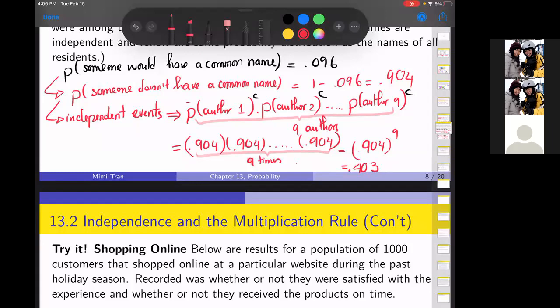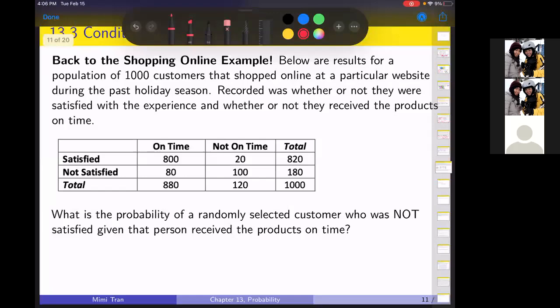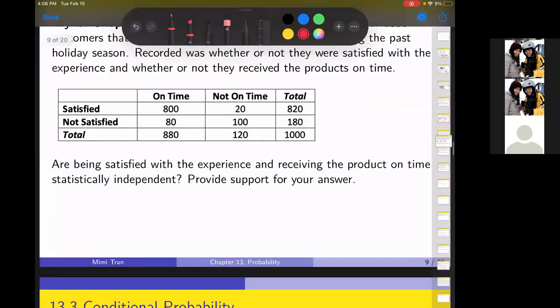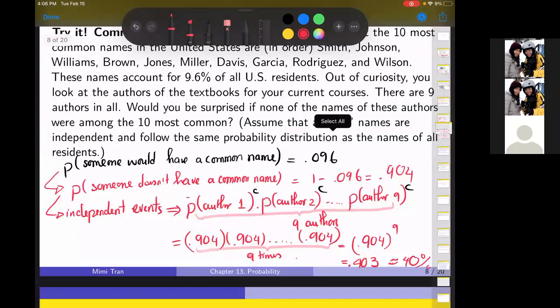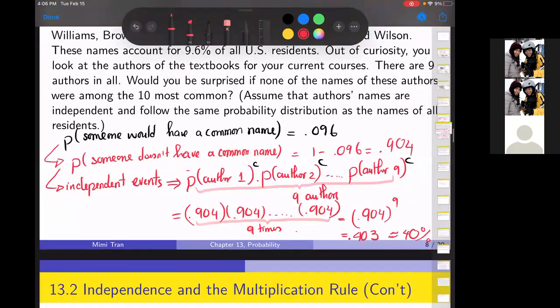That's pretty high, right? So you won't be surprised. Roughly 40%. So your conclusion: you wouldn't be surprised, because of this.